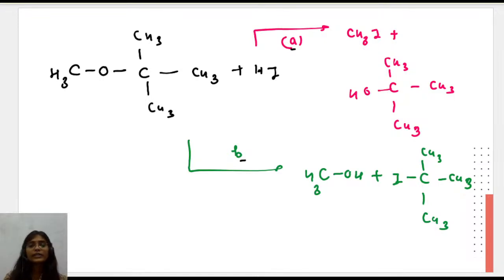Okay. So yes, everyone is right. Option A is going to be the correct answer. Why is it going to be the correct answer? Because it's an SN2 mechanism, as I just told you about this.